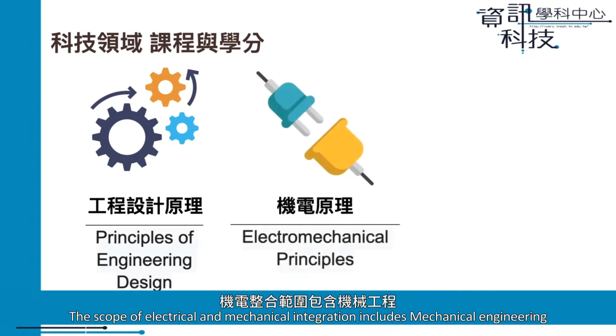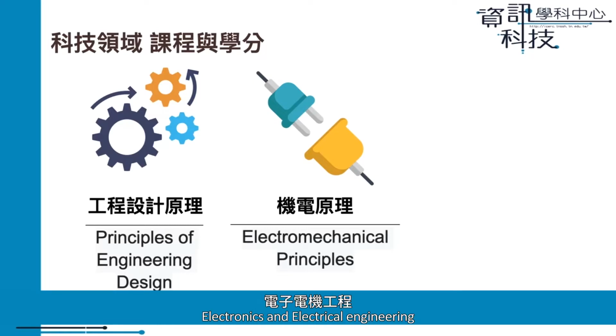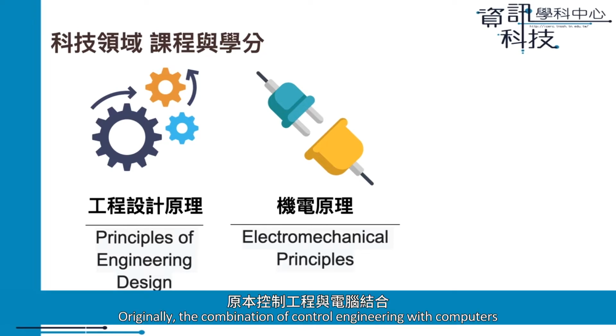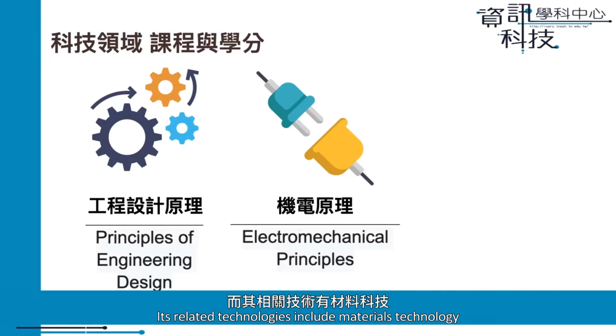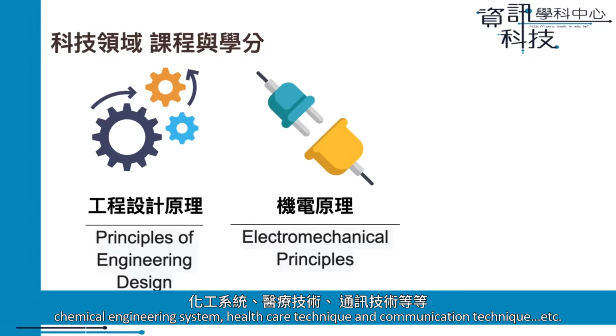Electromechanical principles. The scope of electrical and mechanical integration includes mechanical engineering, electronics and electrical engineering, control engineering, and computers. Originally, the combination of control engineering with computers should enhance automation control from analog control to digital control, then integrate with mechanical engineering to become the CAD system, etc. Its related technologies include materials technology, biotechnology, manufacturing technique, chemical engineering system, healthcare technique, and communication technique, etc.